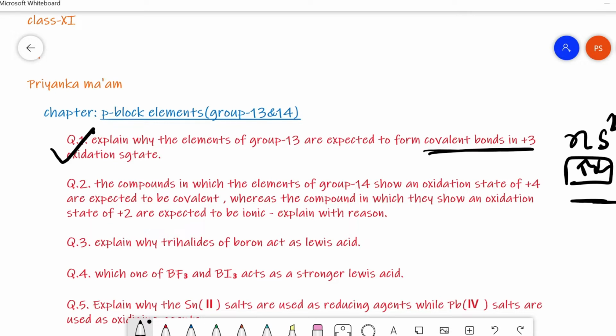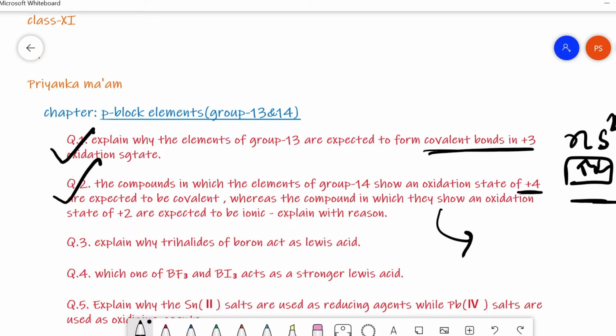That was question number 1. The next question: the compounds in which the elements of group 14 show an oxidation state of +4 are expected to be covalent, whereas the compounds in which they show an oxidation state of +2 are expected to be ionic. This is the same logic that we had applied for the previous question.